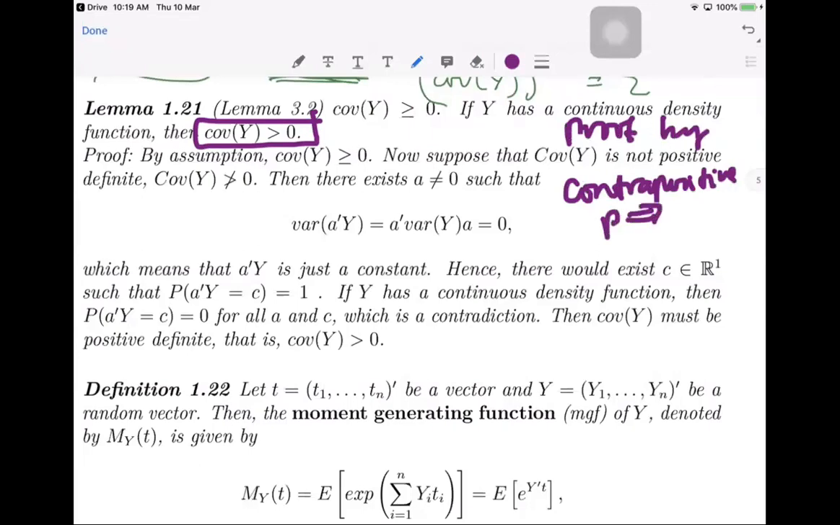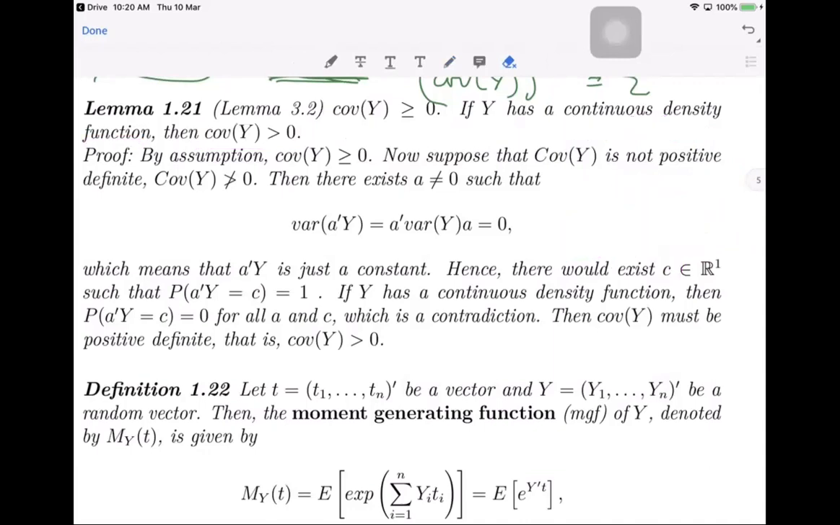Okay, proof by contrapositive means P implies Q. What you do in the proof is assume it's not Q, then show it's not P. So in this statement, our P is Y has a continuous density function. Our Q is the covariance matrix is positive definite. So now we assume not Q. Suppose that the covariance is not positive definite. So it's just non-negative.